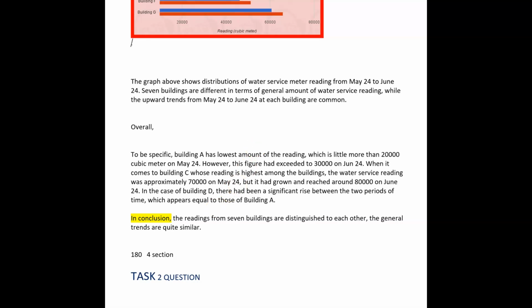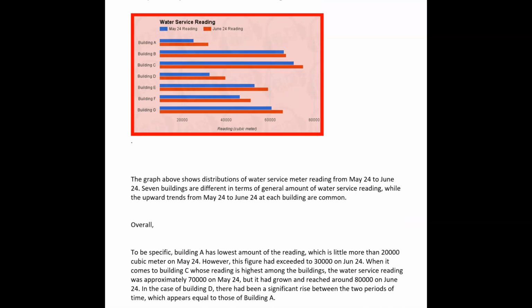Thanks for sending that. It's quite difficult to do a graph when you've got sample answers underneath it, isn't it? And the answers obviously only give you an indication of some of the structures you could use. So here you are grouping and comparing. There are various ways you can do it. You can group all the A's, then compare that with all the B's, or I would probably take the larger group and then compare it with the smaller group. Do it that way. So the graph shows the distribution of water meter readings from 7 buildings, which differ in terms of the general amount of water reading, with an upward trend.